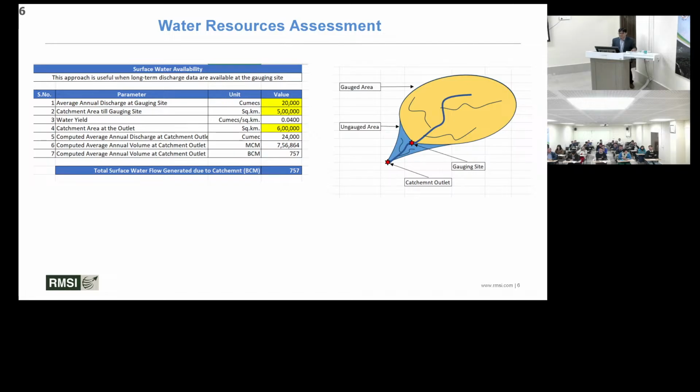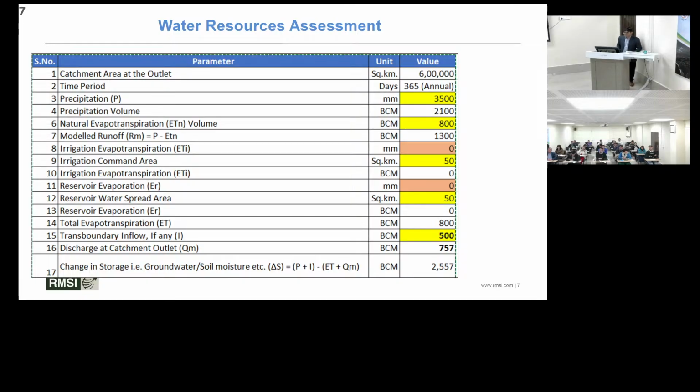The next method has been given in this report, the Central Water Commission report. In the Excel I have prepared this: what is the catchment area of your basin in square kilometer. First you need to put that in, then the time period, because you are estimating water availability on an annual scale. If you are estimating on a monthly scale, then you need to pick up monthly values. I am estimating here on an annual scale. Then precipitation in mm, 3500 I have considered. Then it converts it into volume, in BCM.